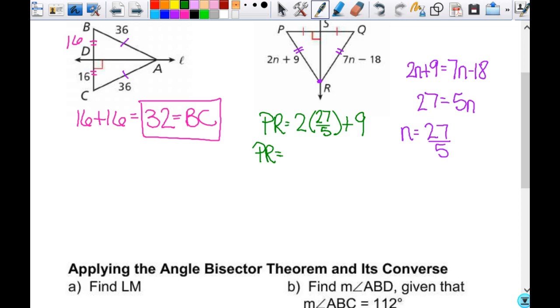What do you get when you multiply 2 times 27 over 5? How do you multiply fractions, Molly? What do I need to do? Okay. I mean, you just multiply straight across, right? So what's 2 times 27? Okay, 54. So I'd end up with 54 over what? 5 plus 9. So now I got to add fractions. So what do I need? Okay, good. So what would my common denominator be?